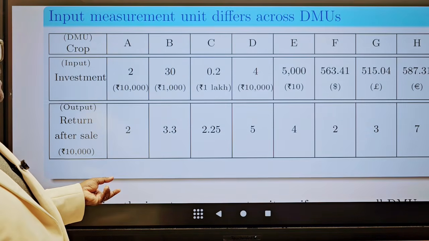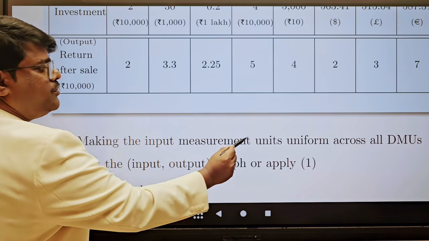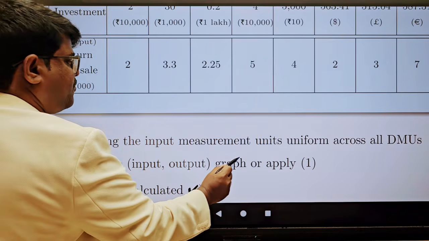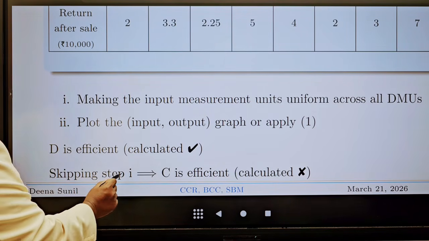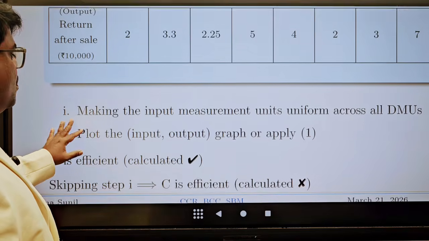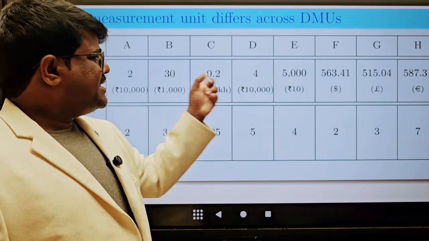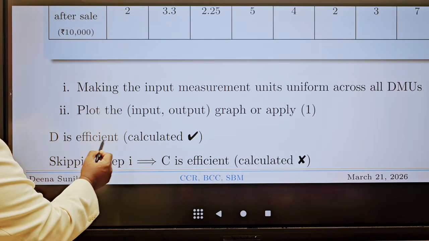Here you can see, after making the input measurement unit uniform across all the DMUs and plotting the input-output graph of 1, D is the efficient one. Skipping step 1, C is the efficient one. So after converting into the same unit across all the DMUs, if we apply the formula, then D is the efficient.